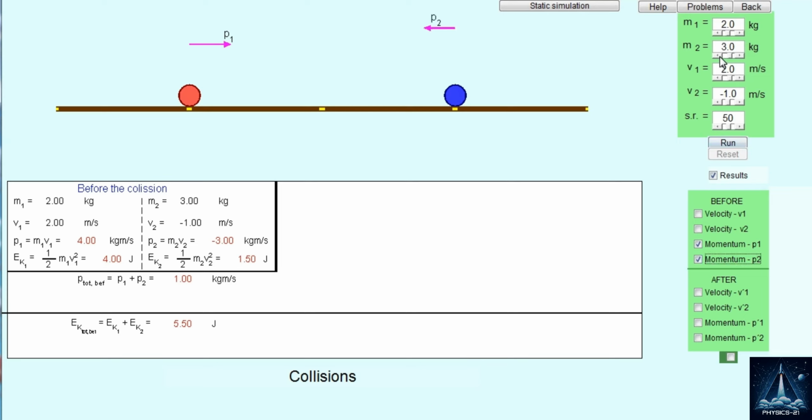The parameter m2 denotes the mass of the blue sphere. The parameter v1 denotes the velocity of the red sphere. The parameter v2 denotes the velocity of the blue sphere.